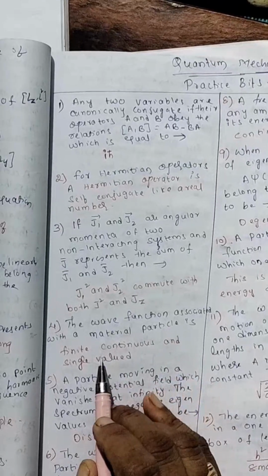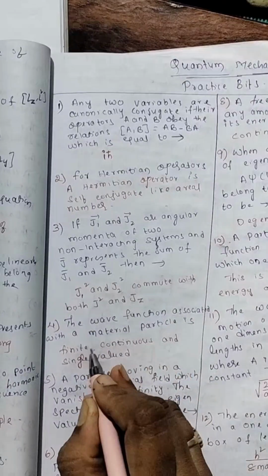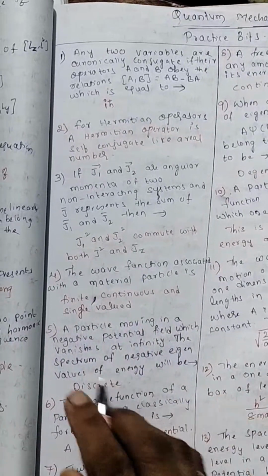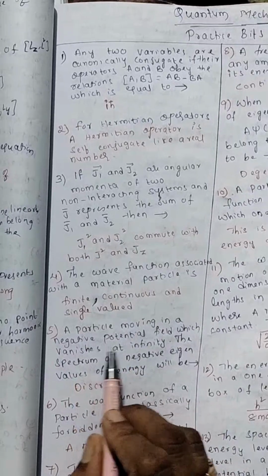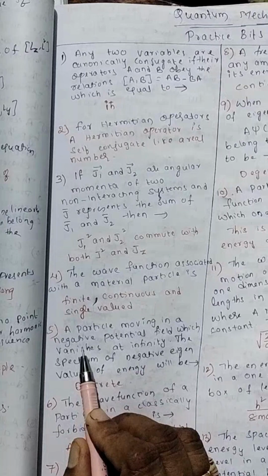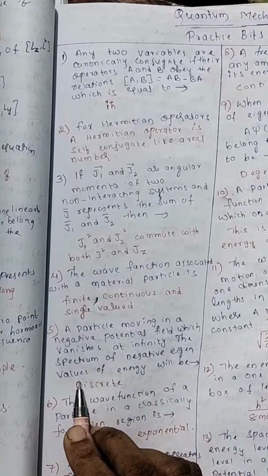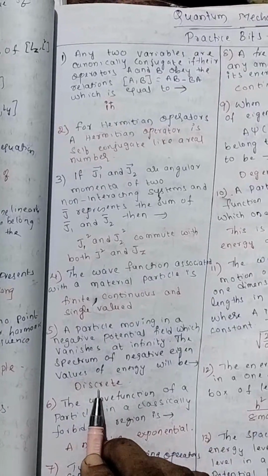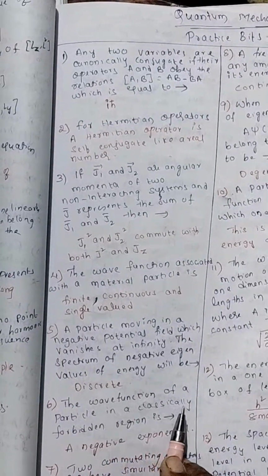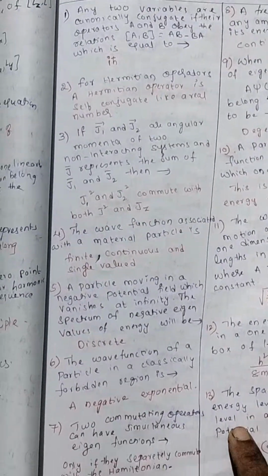Now next, the wave function associated with a material particle is finite, continuous and single valued. Next, for a particle moving in a negative potential field which vanishes at infinity, the spectrum of negative eigenvalues of energy will be discrete. The wave function of a particle in a classically forbidden region is a negative exponential.